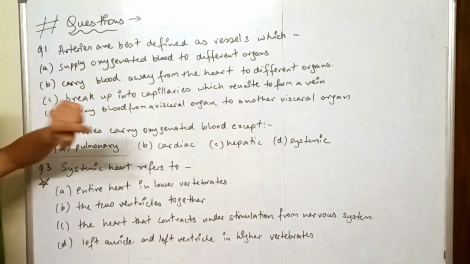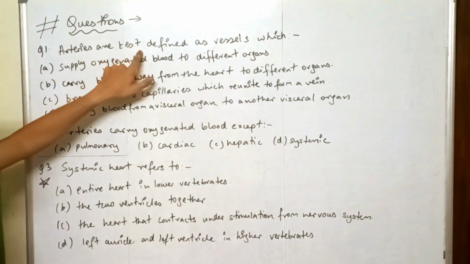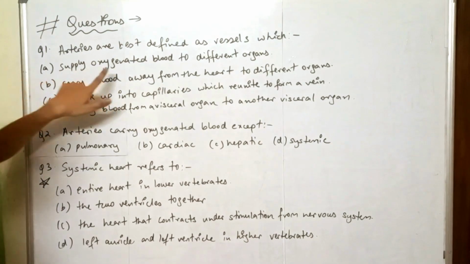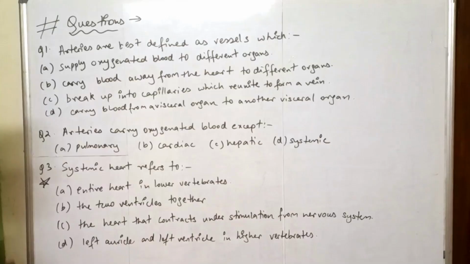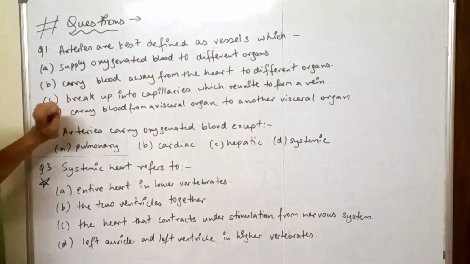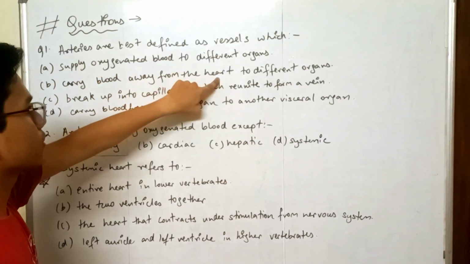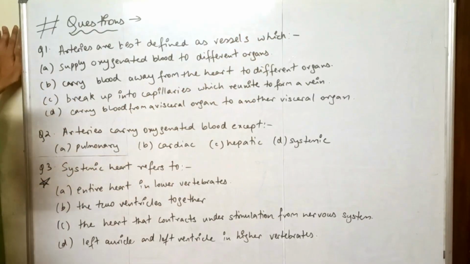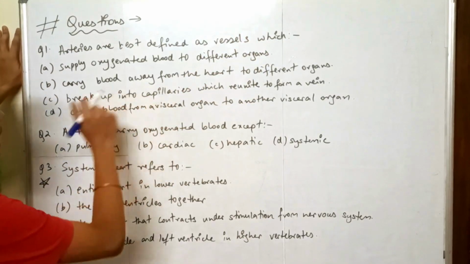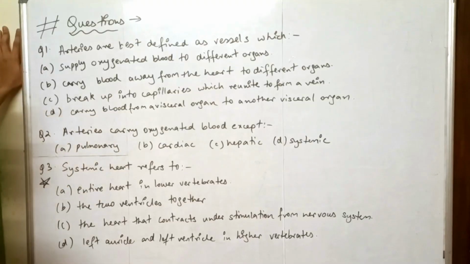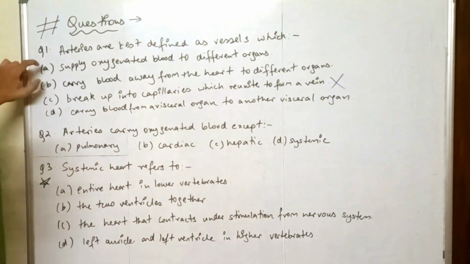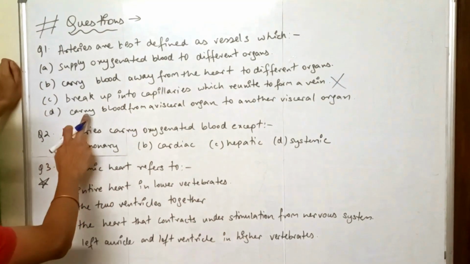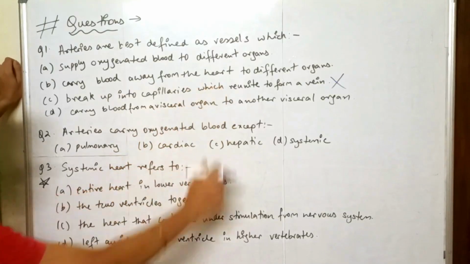The first option is that arteries are best defined as vessels where they supply oxygenated blood to different organs. Okay. The second option is carry blood away from the heart to different organs. Okay. Break up into capillaries which unite to form a vein. No, that is not a best definition, so we will rule out this one. Not the best definition. We had found these 2 as the better ones. And they carry blood from a visceral organ to another visceral organ.